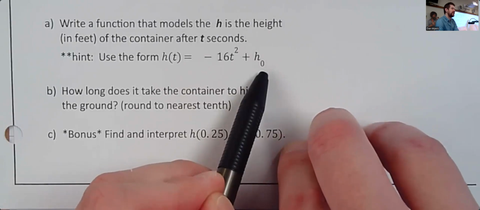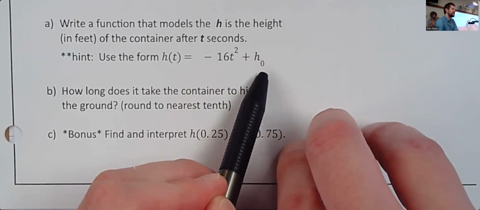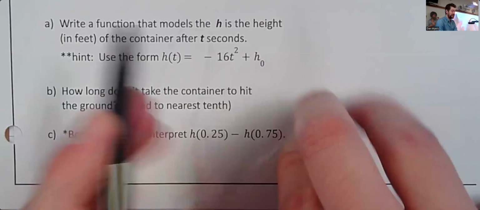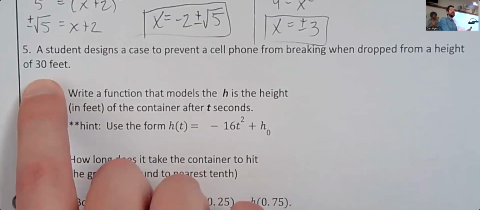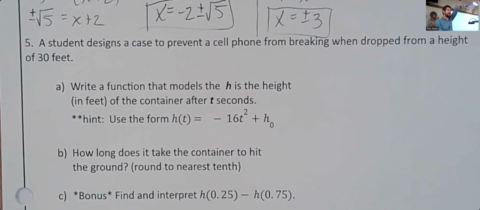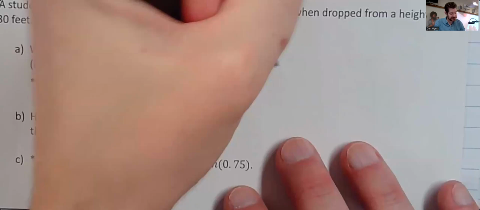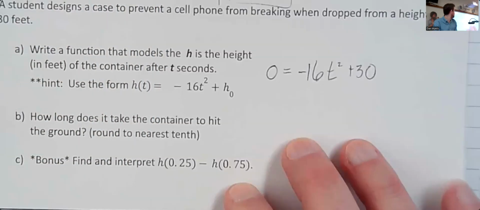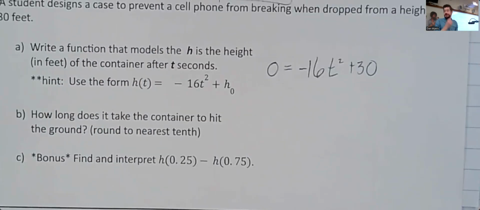When the time is 0, that's like when the experiment starts, right? So what's the height of the phone at the beginning of the experiment? 30. Yeah, because it's dropped from a height of 30 feet. So before the experiment starts, it's starting up here at 30 feet. The experiment has not started yet. It's at 30. And so then it drops and it ends up at a height of what when it hits the ground? 0. Okay. So the function we're going to write for A is going to be 0 equals -16 t squared plus 30. And then we're going to solve for t using square roots.